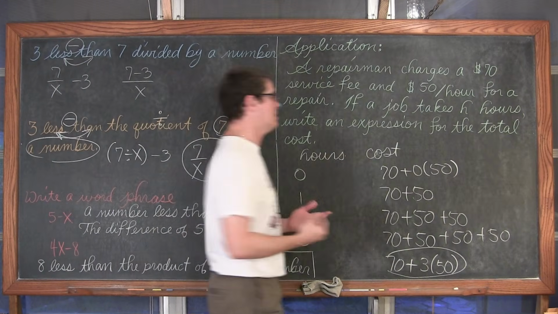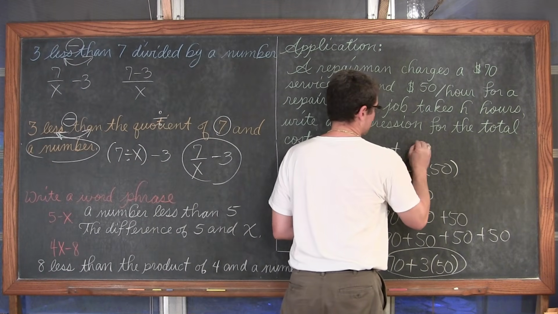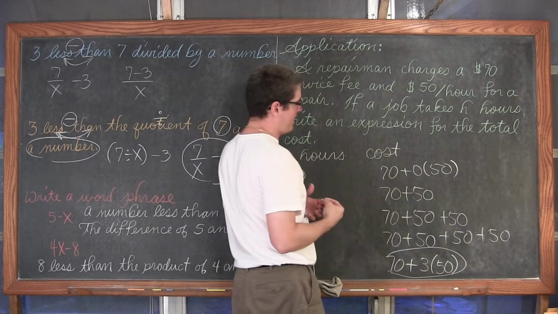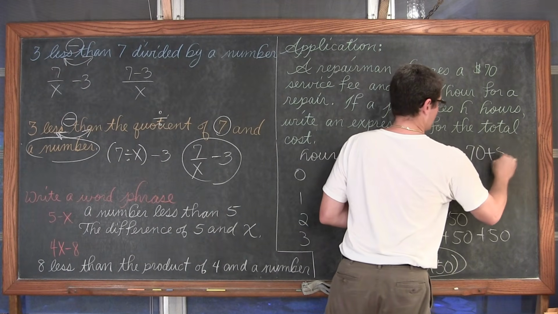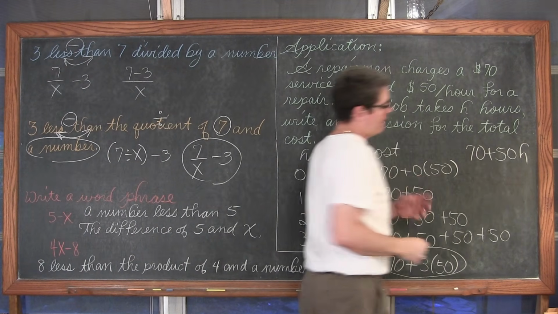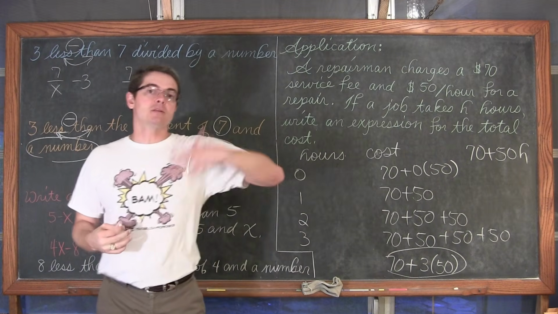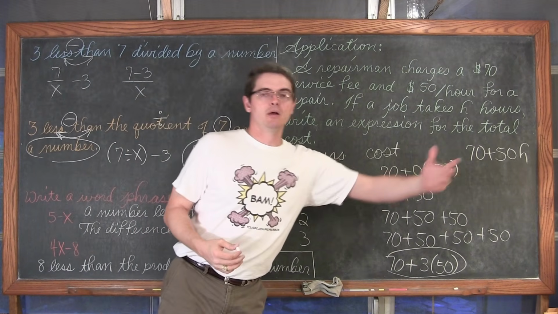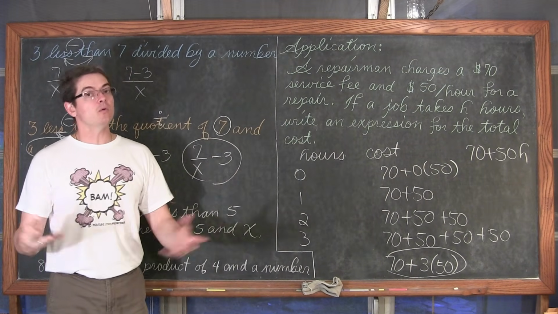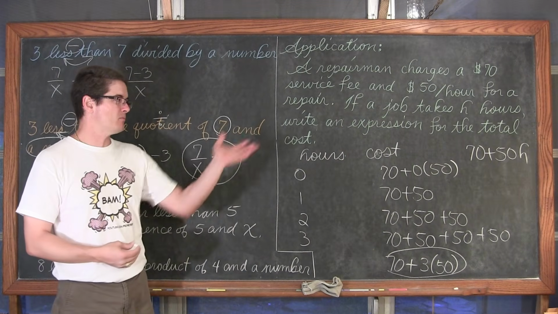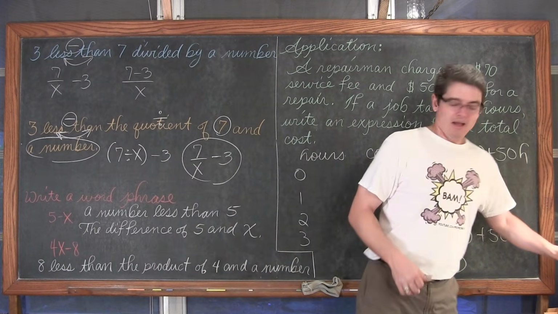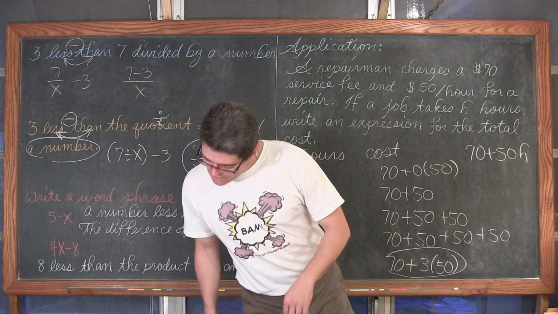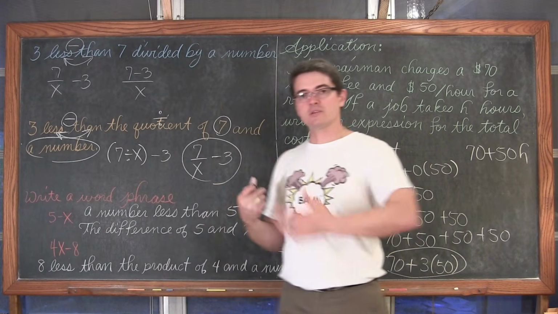So our final answer is, and I'm sorry if that was so slow for those of you that got it right away, it is 70 plus 50 times the number of hours to complete the job, in plain language people understand and use every day, and then shorten it up to just 70 plus 50H. I've got 3 more application examples and we're done.